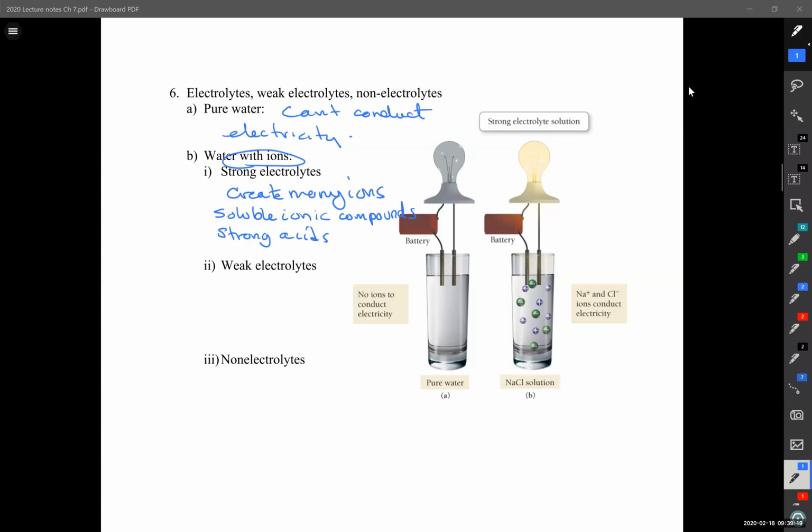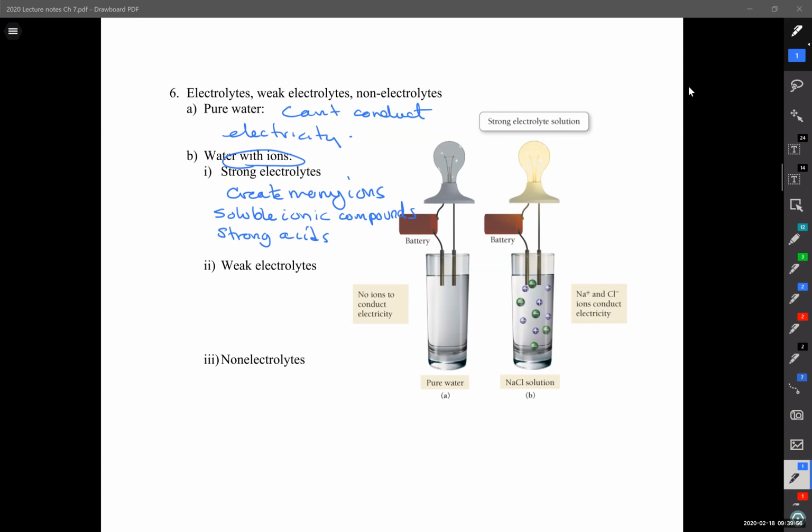Your book has this picture of two cups, one that has a battery and a light bulb in it, and the other one that has a battery with a light bulb that's lit in it. What they're showing is that by putting sodium chloride, an ionic compound, in solution, you can make it electrically conductive and carry an electric current through the solution. The result is the more ions that are in the solution, the brighter the light bulb will be lit up. So if you put a little bit of salt in there, it won't be as bright, but if you put a lot of salt in, it'll be brighter.